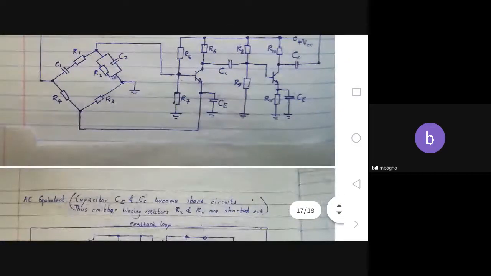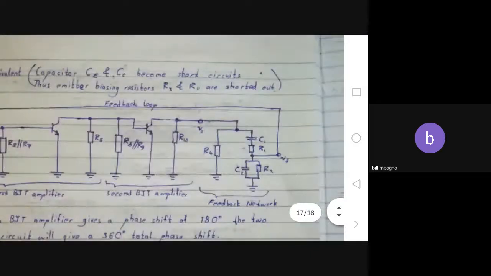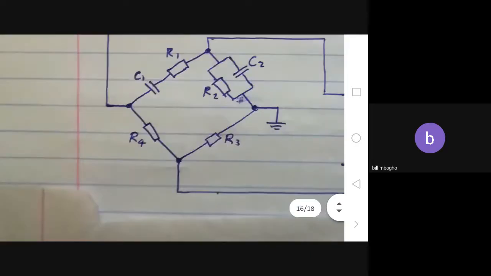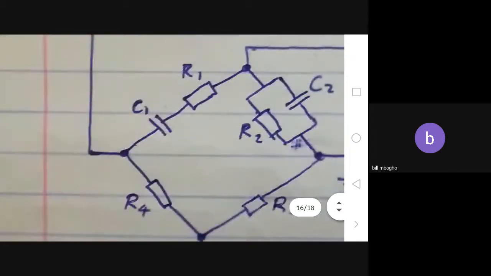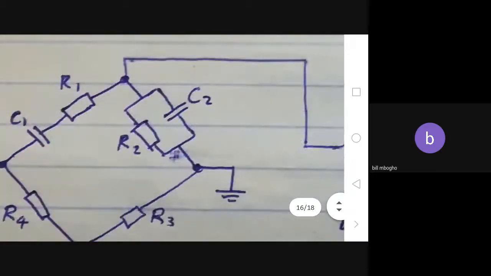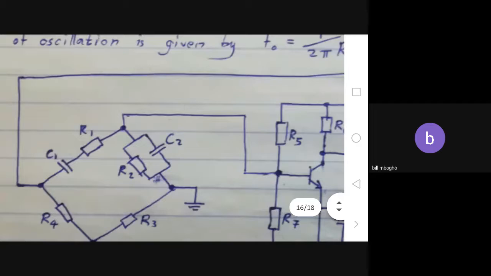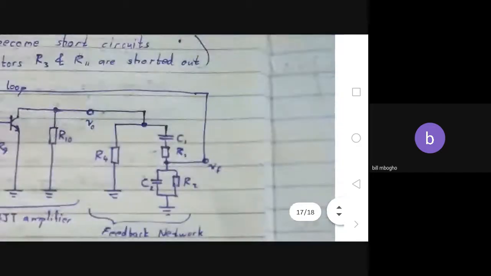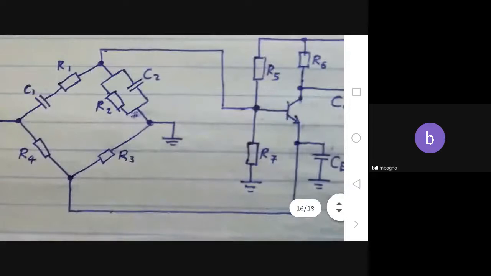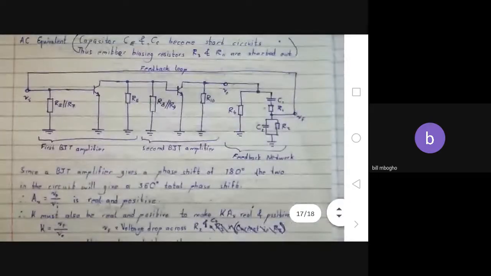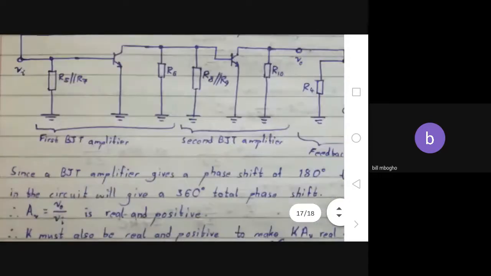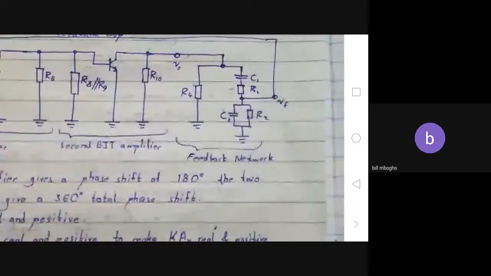Then the other side will have the C1 and R1. That's these ones here, C1 and R1. And then you'll have your feedback being tapped from there. So that's the feedback. And after that, you'll have C2 and R2 in parallel, then going to ground. And then they have labeled the first BJT amplifier, second BJT amplifier, and the feedback network.